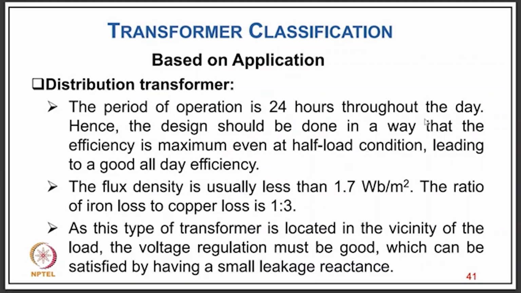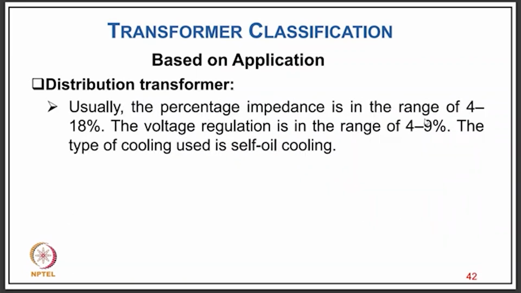The flux density usually is less than 1.7 Weber per meter square. The ratio of iron to copper loss is typically 1 to 3. Because we design for less than full load, we have to reduce the iron losses. As this type of transformer is located in the vicinity of the load, the voltage regulation must be good, which is achieved by having a small leakage reactance, which we can adjust by the shell type of transformer.